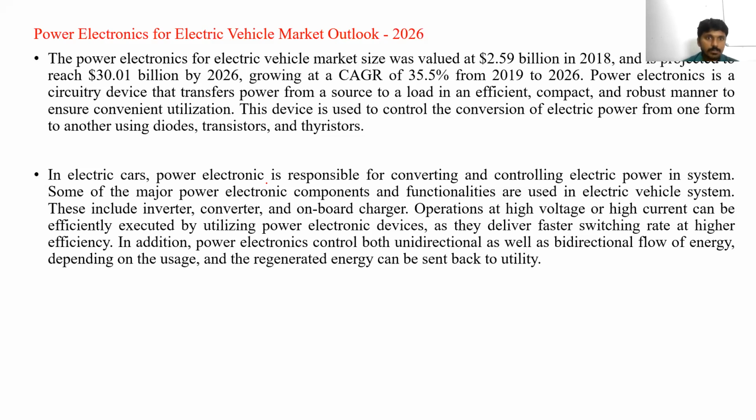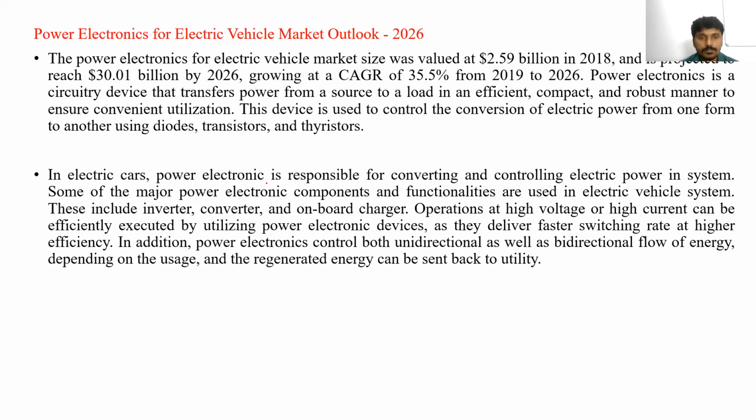Which device is suitable to operate that vehicle, to operate that motor? In electric cars, the power electronics is responsible for converting and controlling the electric power in systems. Some of the major power electronic components and functionalities are used in electric vehicle systems. These include inverters, converters, and onboard chargers. Operations at high voltage and high current can be efficiently executed by utilizing power electronic devices, as they deliver faster switching rates at higher efficiency.